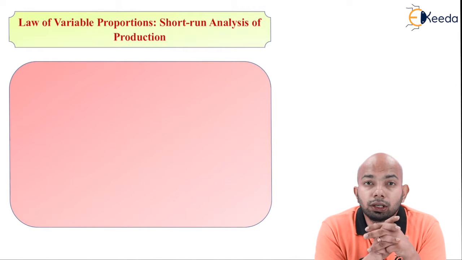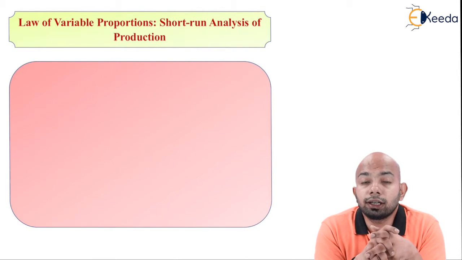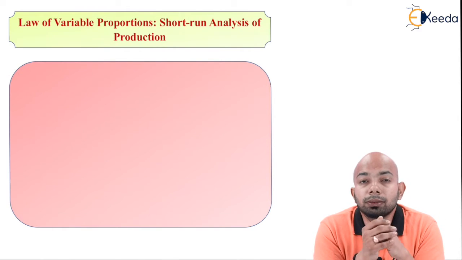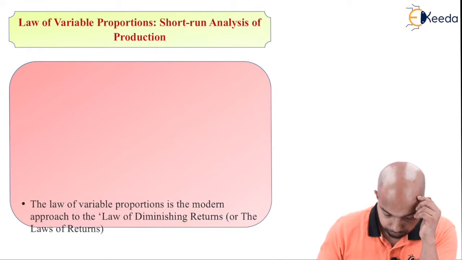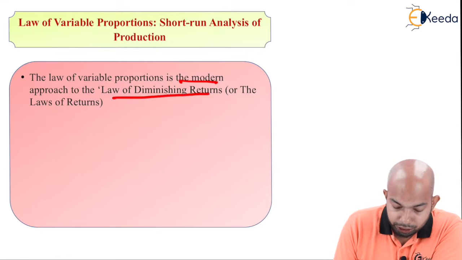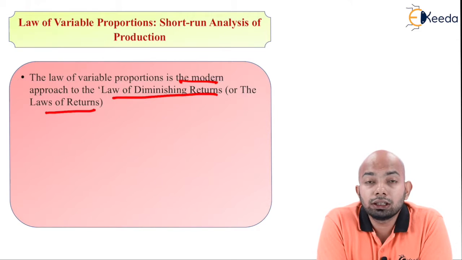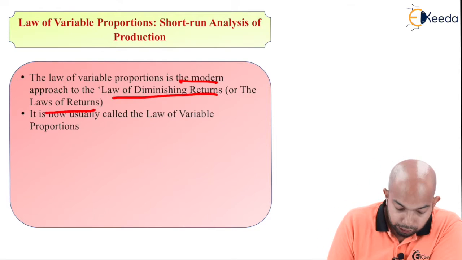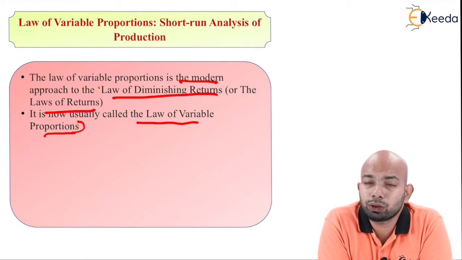So let's go on to the theoretical part and understand how exactly this law functions. This will be a short-run analysis of the production concept that we have discussed in the previous videos. The law of variable proportion is a modern approach to the law of diminishing returns, the newest approach towards the law of returns that we discussed earlier. It is now usually called the law of variable proportion. This is the common name for this topic.